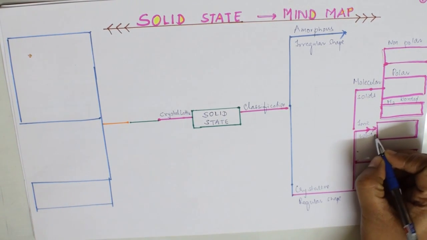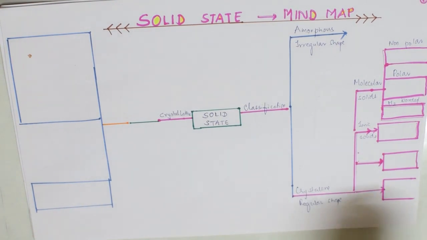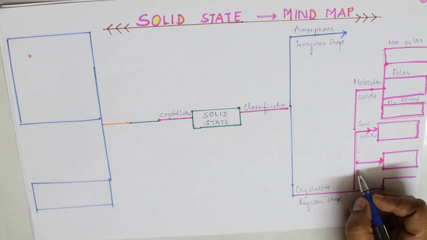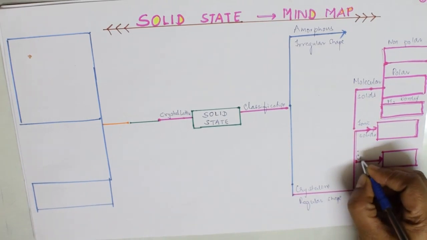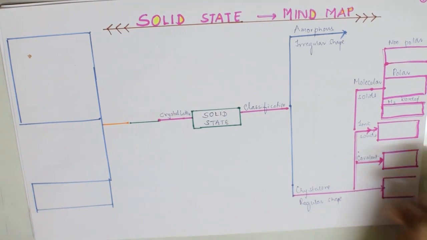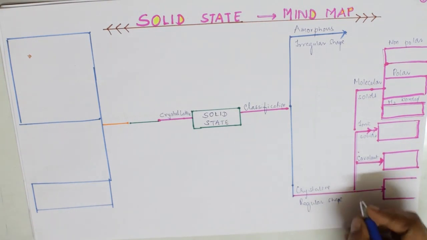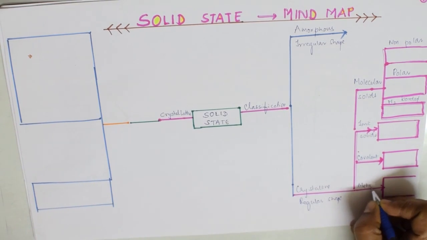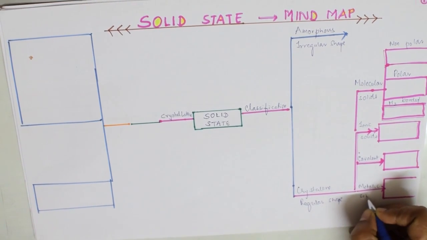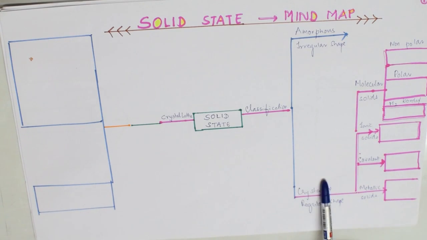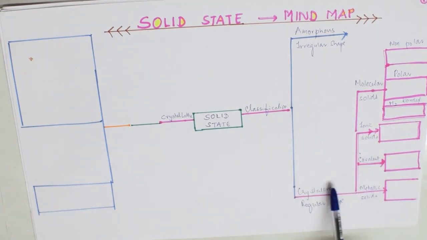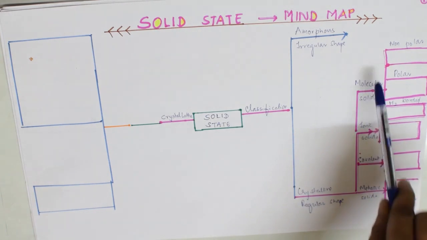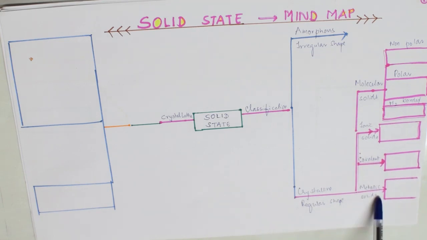Ionic solids. Let us come back and write the definition later. The next category of crystalline solids, after molecular, after ionic, is covalent solids. After covalent solids, there is one more category of crystalline solids, that is metallic solids. Easy, students? Done. So classification is divided into amorphous solids which have irregular shape, crystalline solids which have regular shape, and crystalline solids are further divided into molecular, ionic, covalent and metallic.